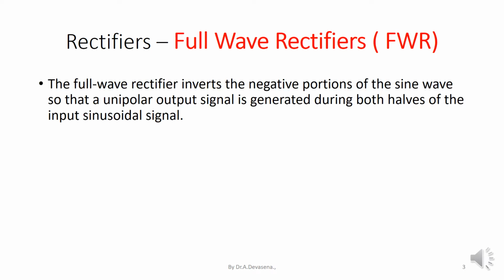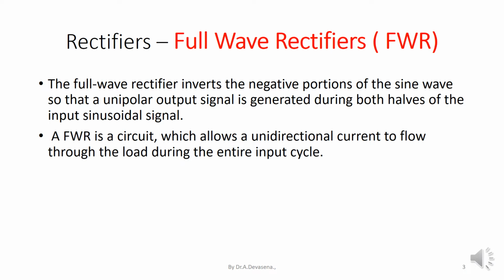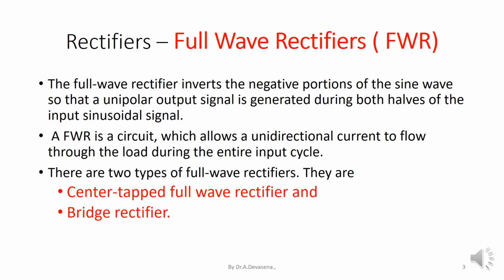The full wave rectifier inverts the negative portions of the sine wave so that a unipolar output signal is generated during both halves of the input sinusoidal signal. A full wave rectifier is a circuit which allows a unidirectional current to flow through the load during the entire input cycle, that is, both the positive half cycle as well as the negative half cycle. There are two types of full wave rectifiers. The first one is a center tapped full wave rectifier and the next one is the bridge rectifier.